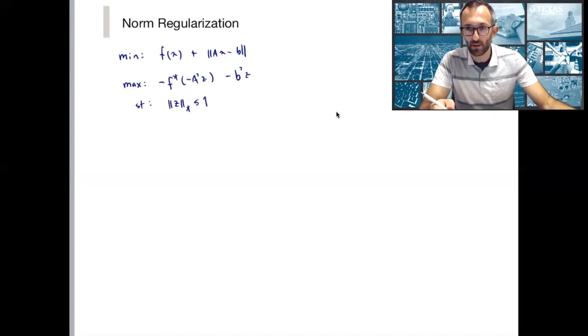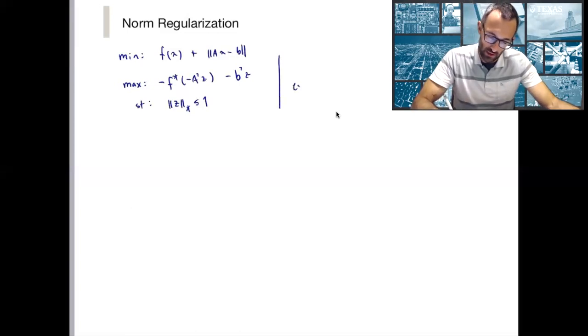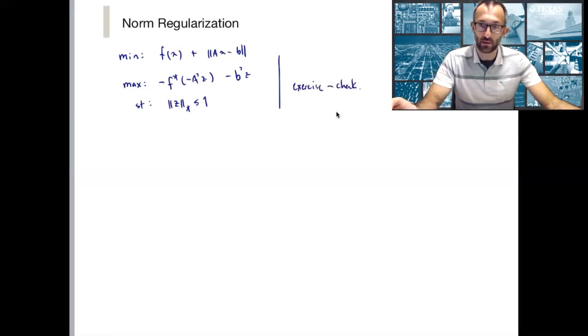How did this happen? Again, think about what g of x is, and then think about what its dual would be, and then you'll see that this is what comes out. So again, all of these are good exercises that I expect that you should be able to do.